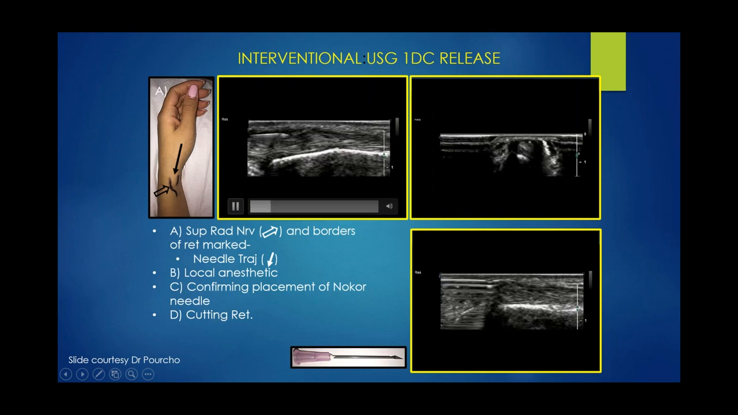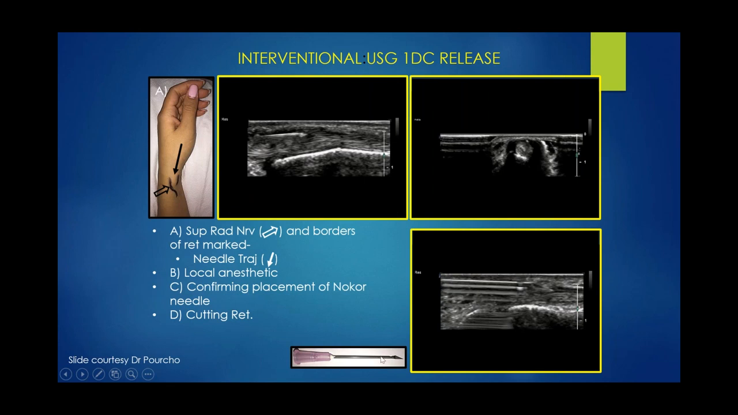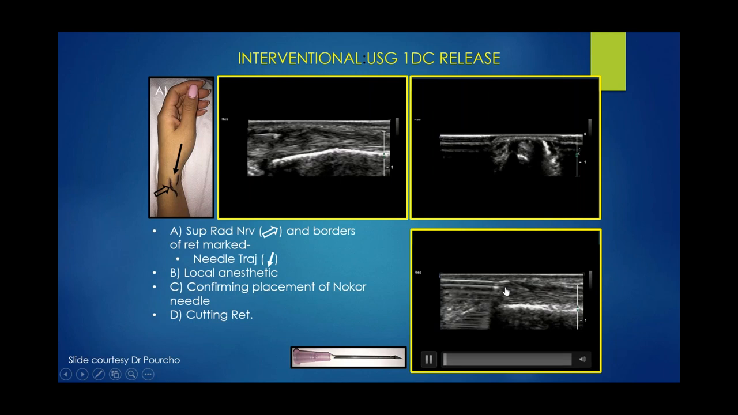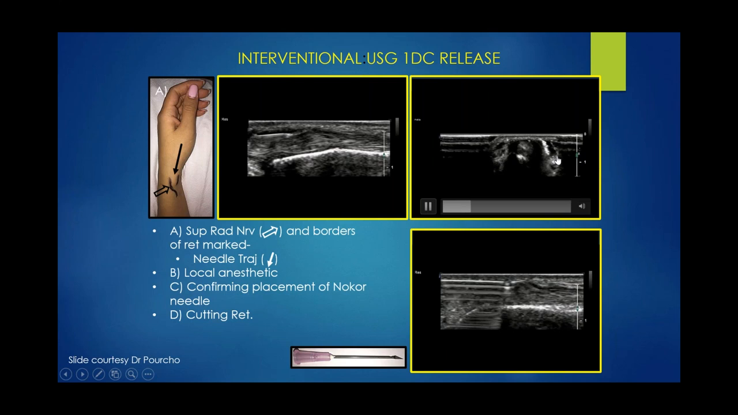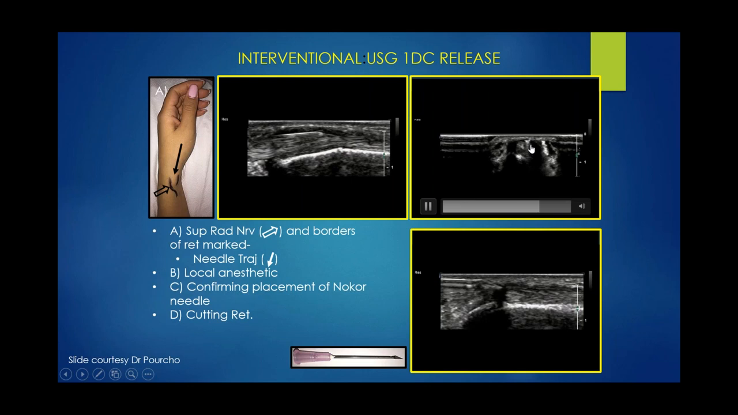Then using this no-core needle, which is basically a hypodermic needle with a blade on the end of it, it is brought under direct sonographic guidance down into the retinaculum and used to cut the retinaculum, thereby releasing the compartment, as would be done with a surgical approach. This top right video here shows that the needle is being brought in directly or immediately overlying the compartment, ensuring proper placement in two planes while we're doing the procedure.